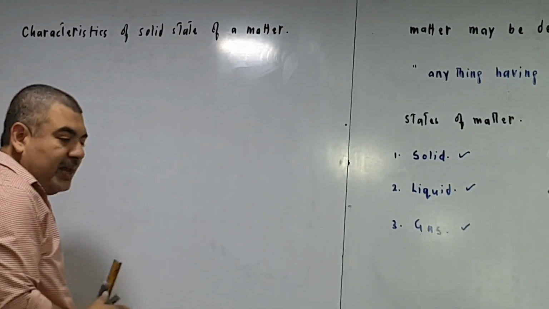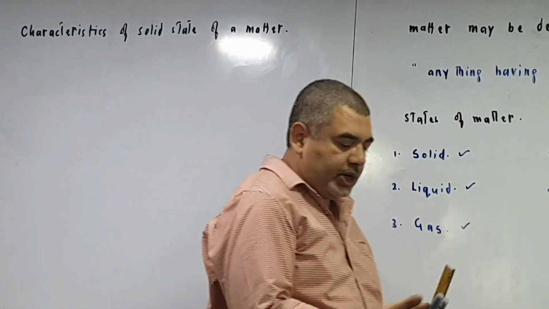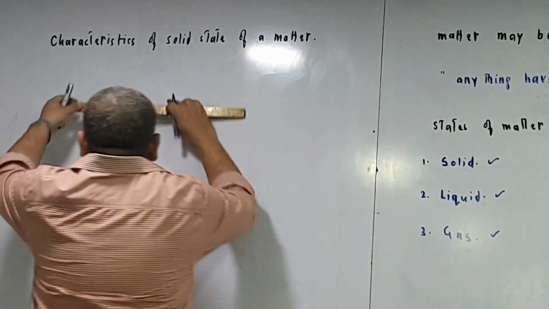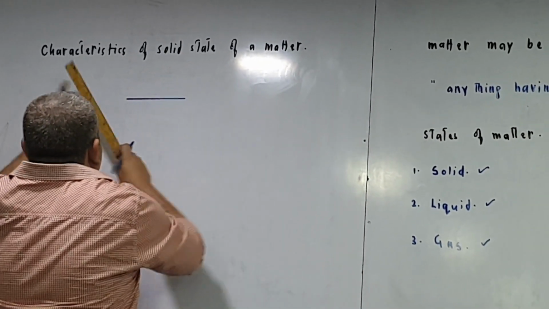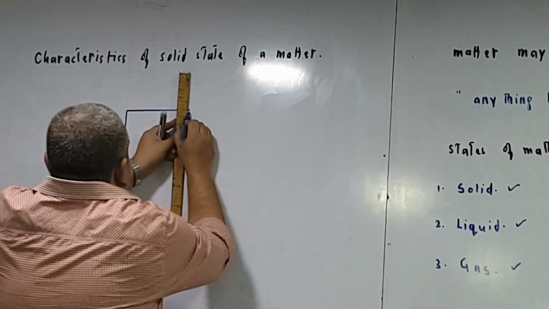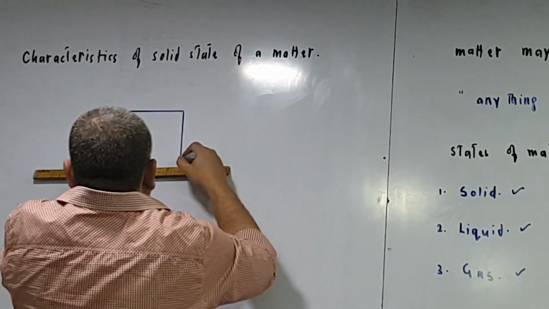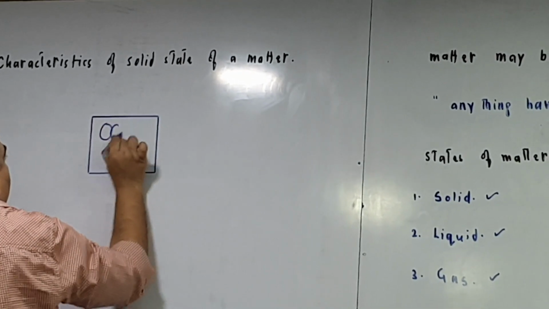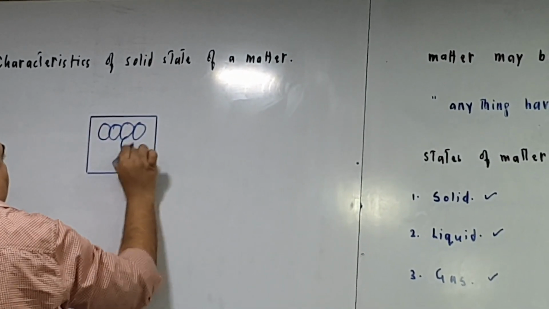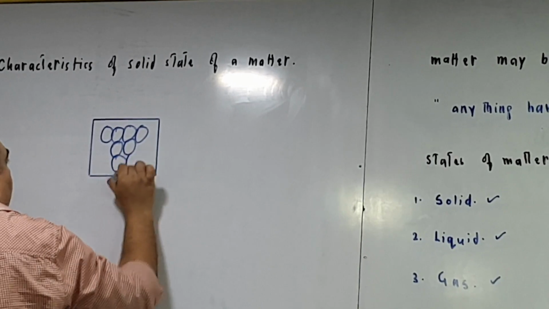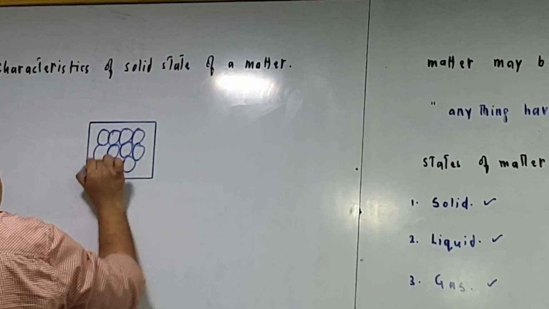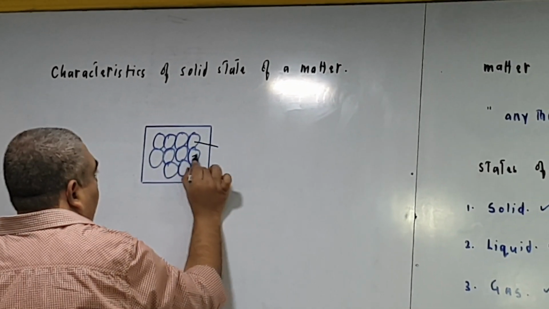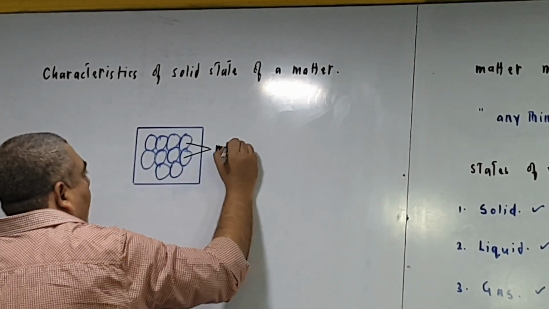Okay. So how many characteristics for solid state of a matter we have? If we observe the solid state of matter under a microscope, for example, I am drawing a microscopic view of the molecular arrangement. We all know that molecules are spherical in shape. So these are the molecules.